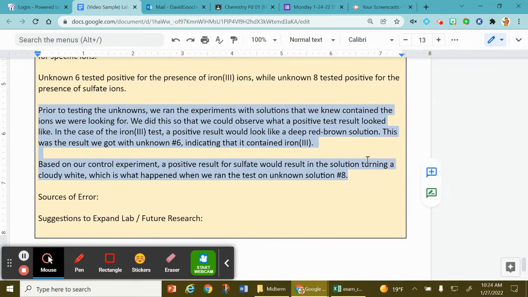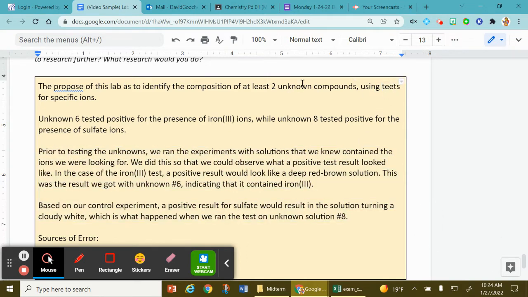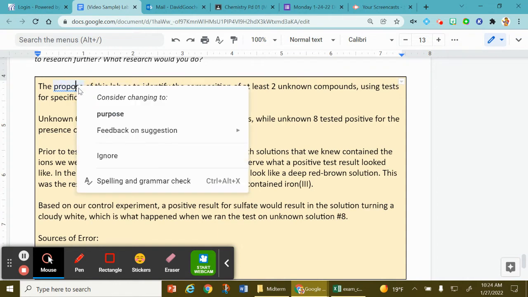All right, this is how I, as a reader, know that you actually got a positive result. Remember, your goal is that you should be able to hand your lab conclusion to your grandma, grandpa, auntie, or uncle who haven't taken chemistry in decades. And reading through this, they would be able to figure out what it is you did.